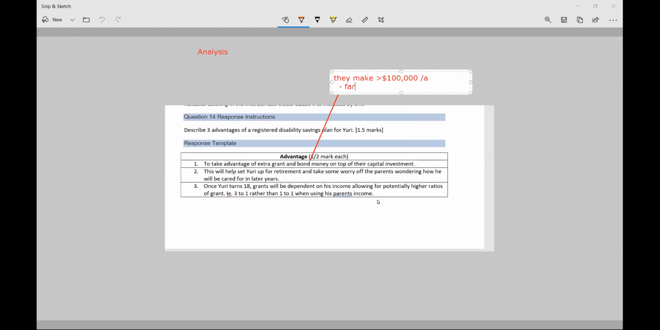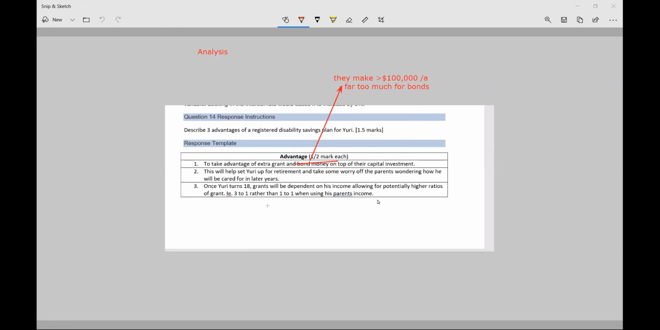That's far too much income. About 45 would be the cap. That's right, that's the problem. Yeah, that half mark is lost now, even though everything else is correct. And that's such a kick in the teeth.